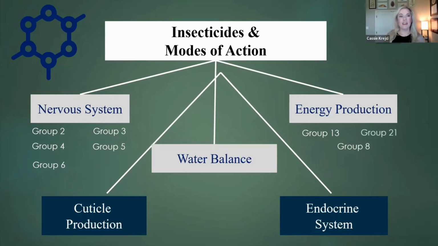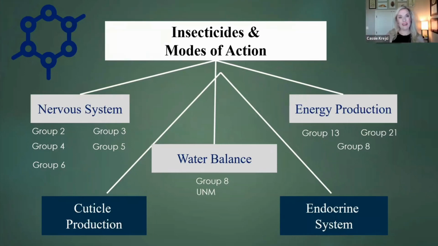So group 13 would be your active ingredients like chlorfenapyr, and then group 21 would have tolfenpyrad as your active ingredient, and then group 8 would be your fumigant gases like sulfuryl fluoride. And all of those, again, affect the energy production. One thing you also see is that a lot of times when we're talking about active ingredients, they will fall into more than one of these groups that I have on the screen.